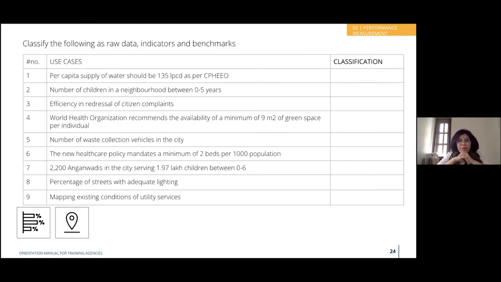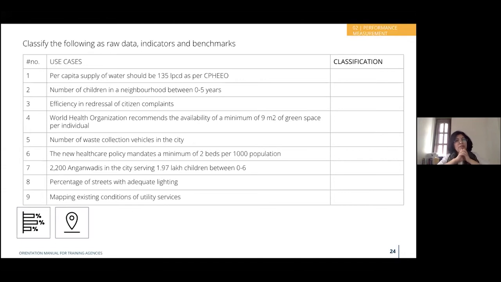So per capita supply of water should be 135 LPCD. What is that? Service level benchmark. So it's a benchmark, right? Because it's a standard, that 135 LPCD is a standard. Okay. Number of children in a neighborhood between 0 to 5 years. What could that be? This is raw data, because it's not an indicator. It doesn't indicate anything unless it's just raw data. It will help us to make decisions or arrive at an indicator.